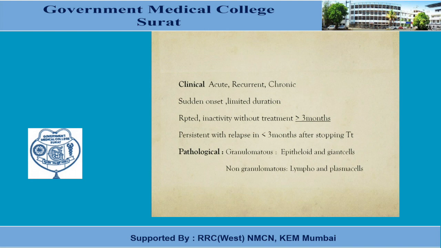Next. So clinically, that was anatomical classification. How do you classify clinically? So it is acute, recurrent, chronic. Okay, what will be acute? In all diseases, it is a sudden onset for a limited duration. What will you call a recurrent? It's repeated, and for uveitis, inactivity without treatment for more than 3 months. Okay, and then it recurs. Or if it is persistent with relapse in even less than 3 months after stopping the treatment, it will be chronic. Got it?